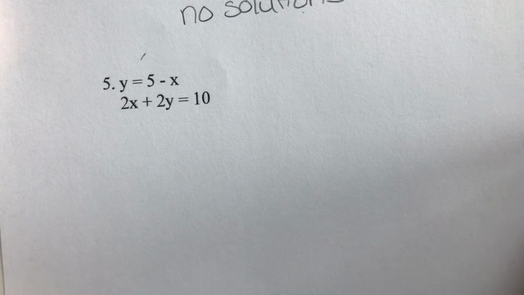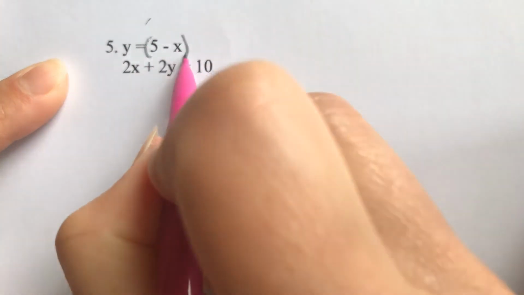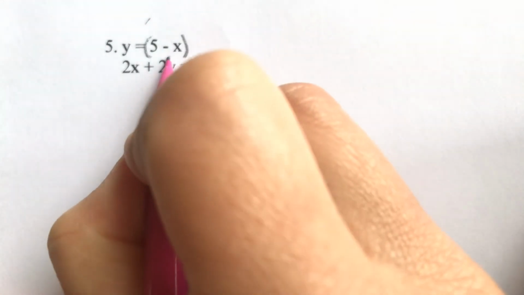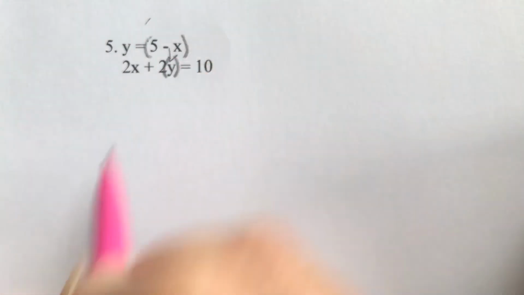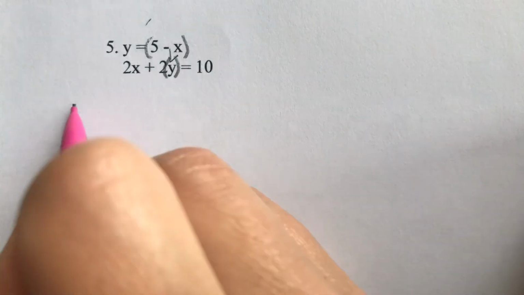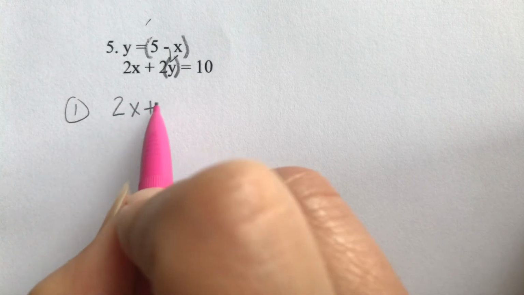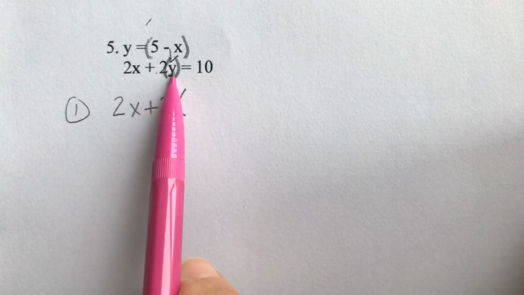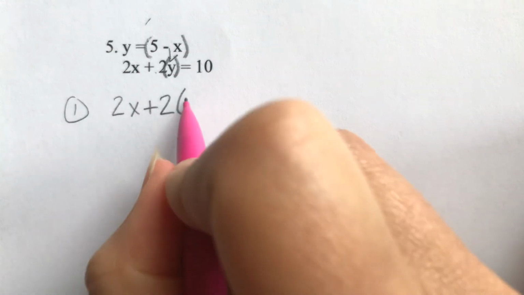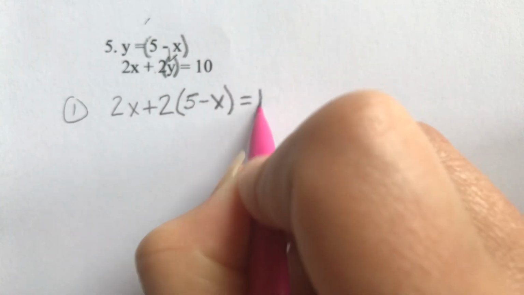Okay, let's keep going. 5. Y is all of this. I'm going to take all of that and I'm going to plug it in for y. Smush it on in. So step 1, 2x plus 2. I'm using parentheses because this is 2 times y. I need to distribute. 5 minus x equals 10.